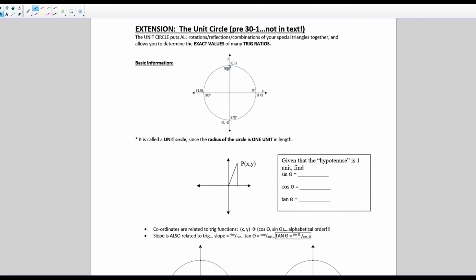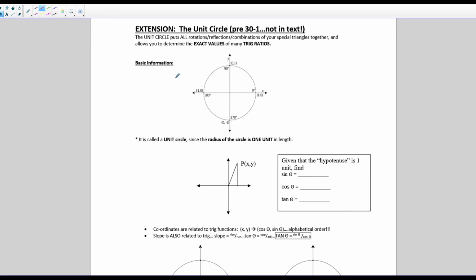Now, some of the basic information that we see here for a unit circle, we have 4 of our main points making our circle. So we start off at 0 degrees, which is at (1, 0). 90 degrees is at (0, 1). 180 is at (-1, 0). And 270 is at (0, -1). And finally, we go back up to 360, which would once again be at (1, 0).